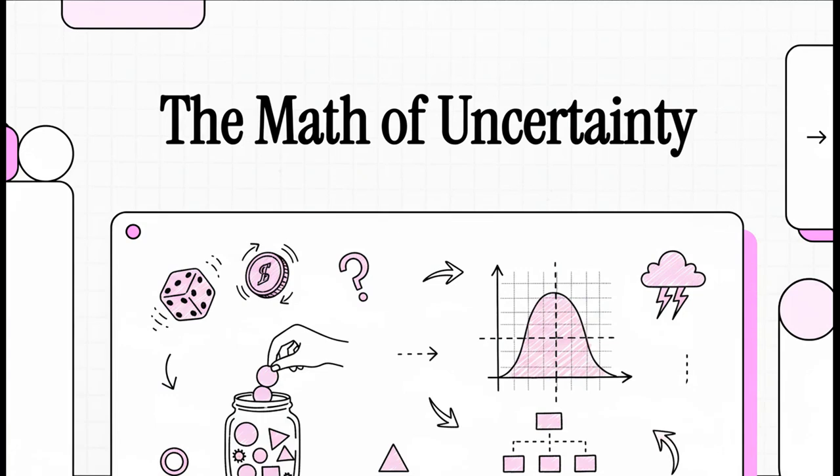Hello and welcome. We live in a world that feels pretty random and uncertain a lot of the time. But what if I told you there's a whole branch of math designed to make sense of all that chaos? Well, there is. It's called probability, and in this explainer, we're going to break down exactly how it works.